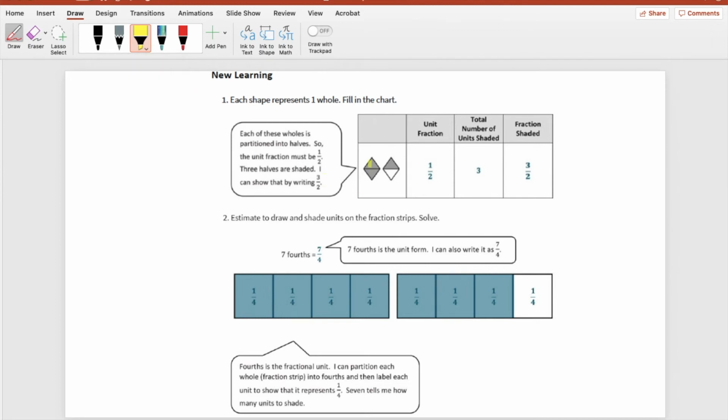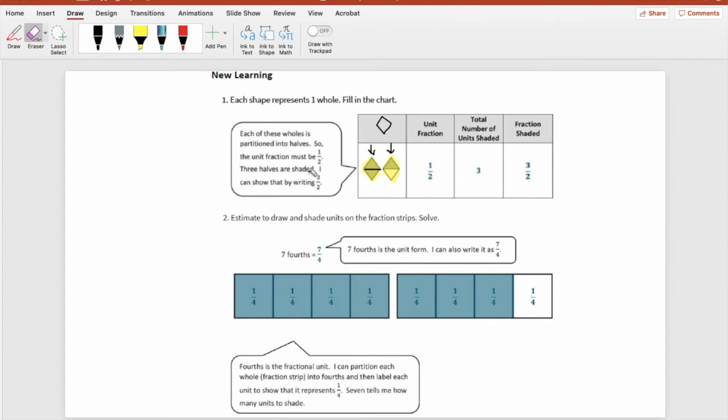And let's see. This shape is one whole. This shape is one whole. So in this box, somebody drew 2 wholes. One whole and one whole. This is one whole. Every time you see that diamond, it's one whole. They split it into 2 even pieces. We call those halves, remember?